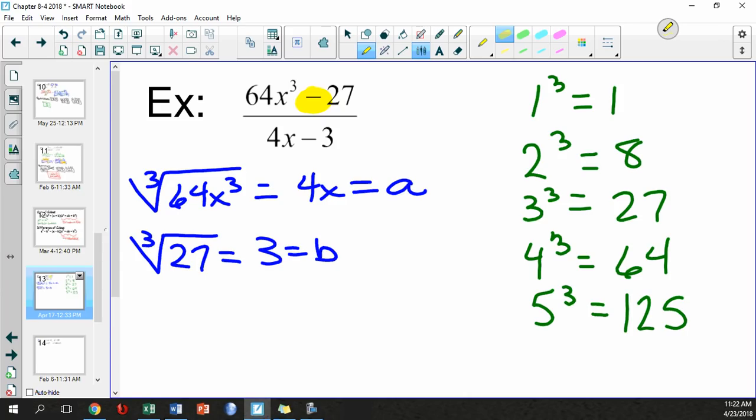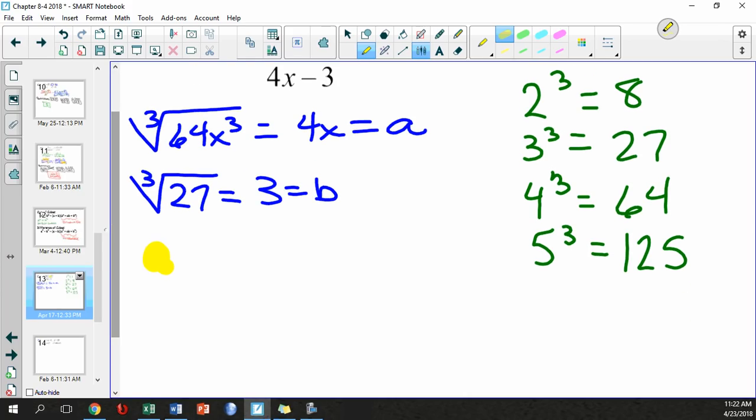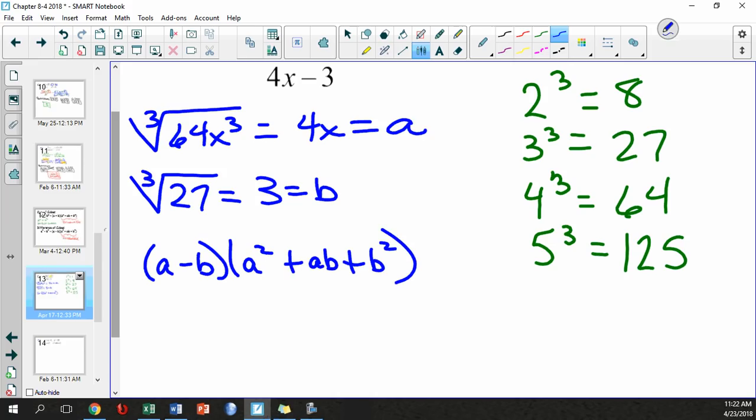So that means you are going to be applying this formula right here. A minus B times A squared plus AB plus B squared. Okay? That is the factorization of it. Do we all understand that? We know what A is and we know what B is. So we're simply going to apply the formula. You with me? So this says to take A minus B. What's A? 4x. What's B? 3.